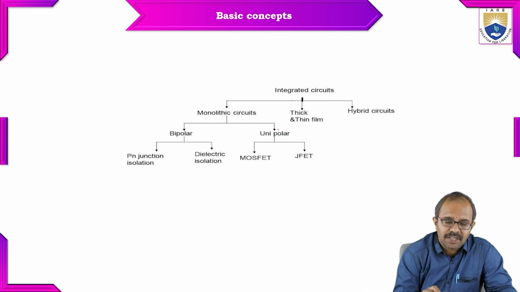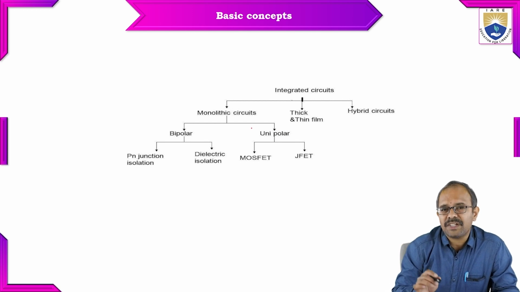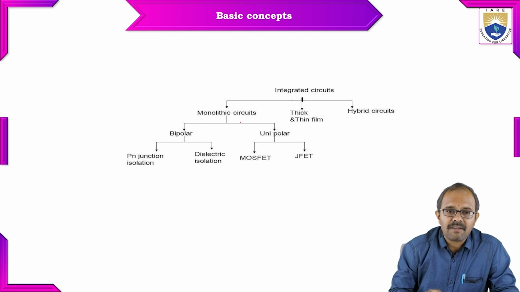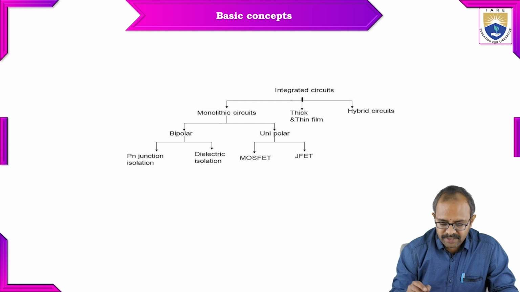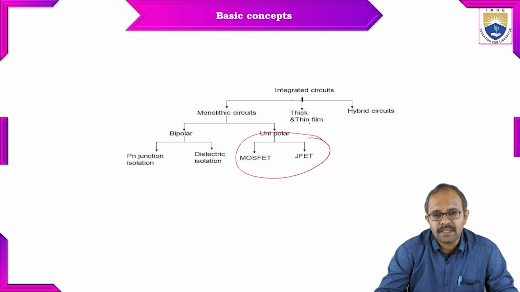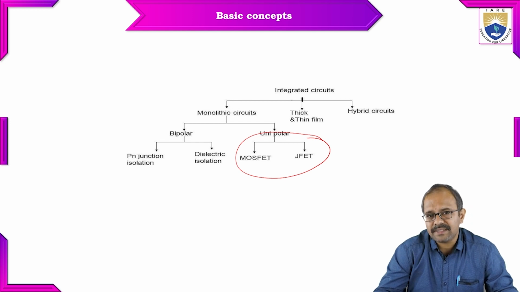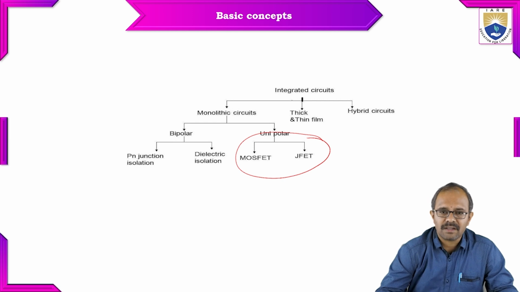So these integrated circuits can be further classified into different types. The entire ICs are of monolithic circuits, thick film circuits, thin film circuits, and hybrid circuits. And further, monolithic circuits are basically from bipolar and unipolar transistors. You know about the bipolar, it can be your PN junction or dielectric, and unipolar, it can be your MOSFET or FET. This is the most useful and has a number of applications in the market. Almost all the ICs are fabricated using MOS technology only.